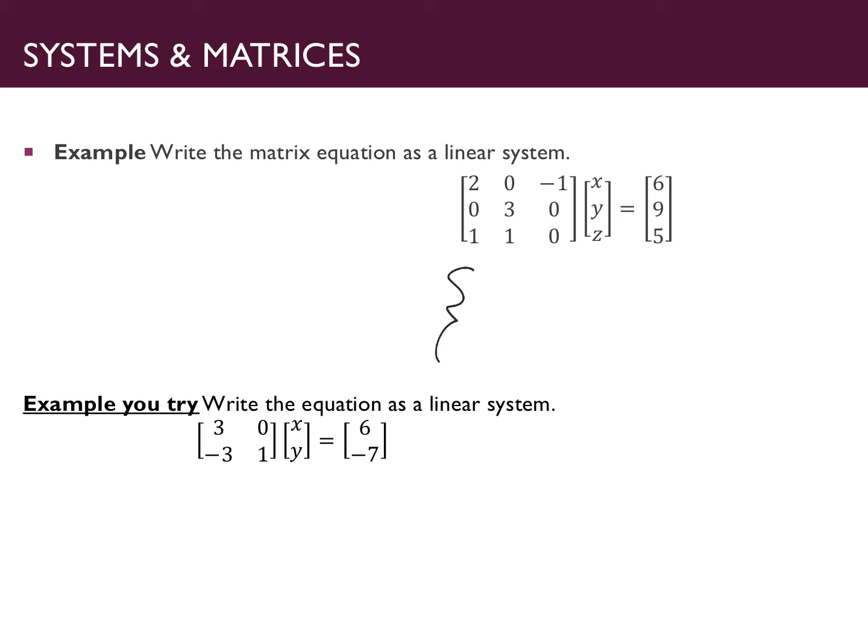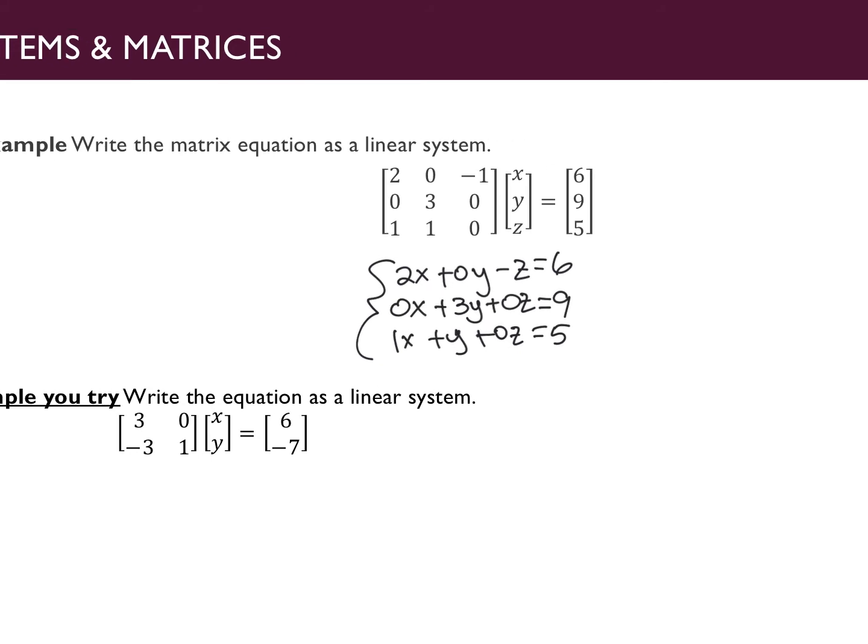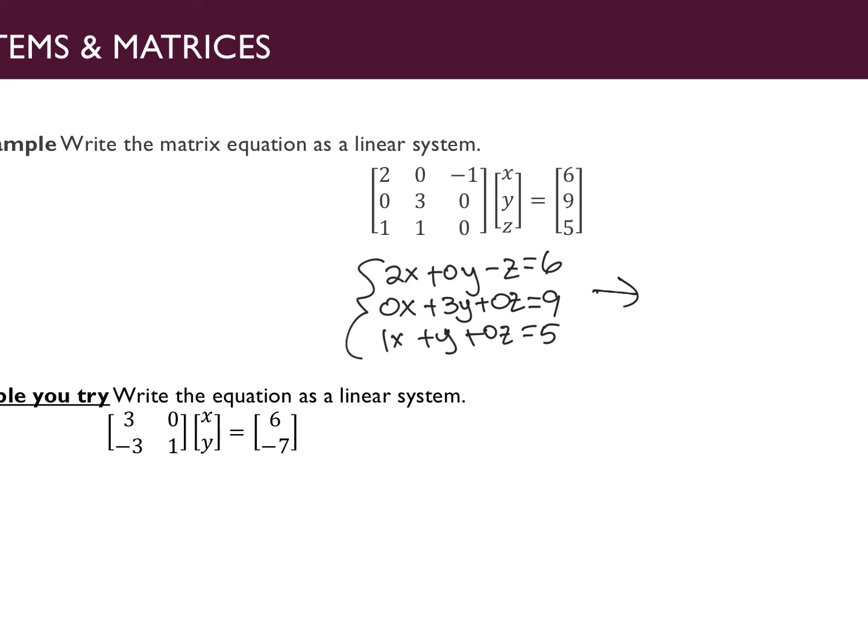So as we stated before, the 3 by 3 matrix is the coefficient matrix of your three variables. So we know we'll have 2x, 0y, negative z for equation 1, 0x plus 3y plus 0z for equation 2, and 1x plus 1y plus 0z for equation 3, and then what it equals. Top number is 6, that's what equation 1 equals. Middle number is 9, that's what equation 2 equals. The bottom number is 5.